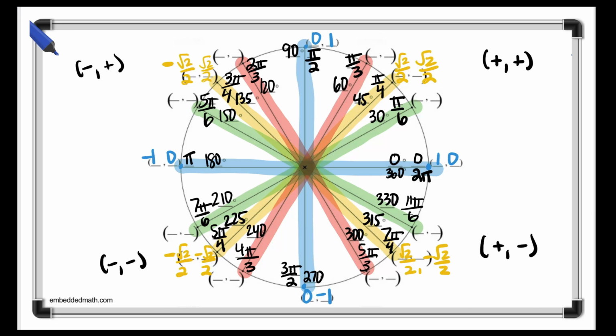All right, so what you have in my green, my pi over 6, is going to be root 3 over 2, and then 1/2. So all of your green angles, which are your 30 degrees or your pi's over 6, is going to be root 3 over 2 and then 1/2. And again, following that same pattern of what is negative and positive based on which quadrant you are in.